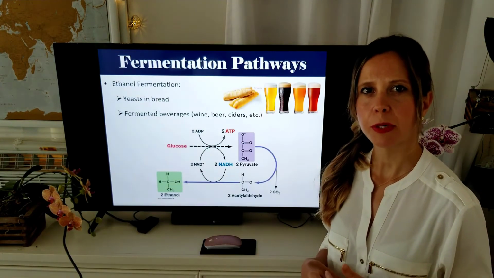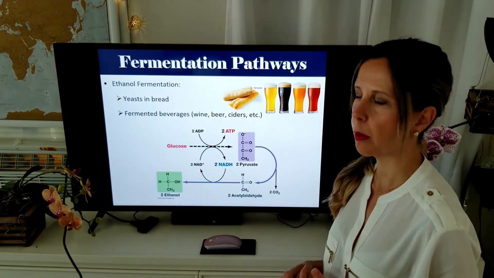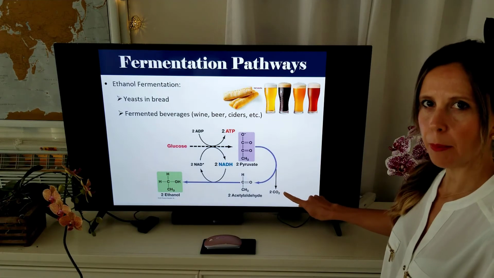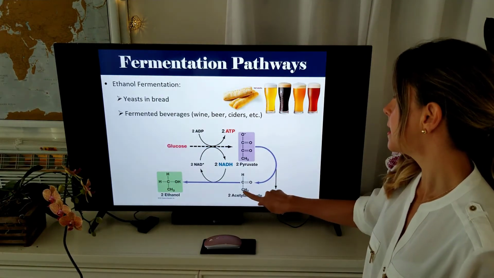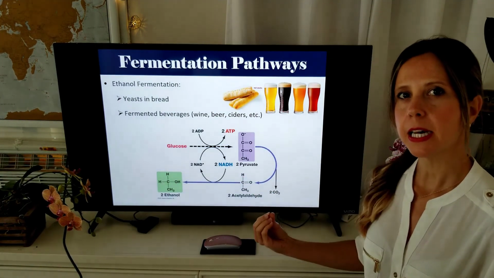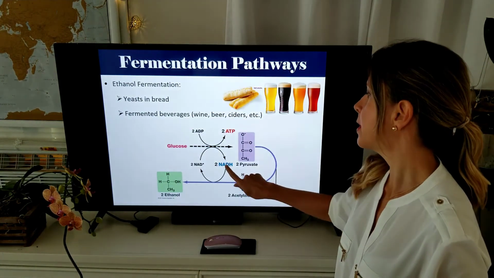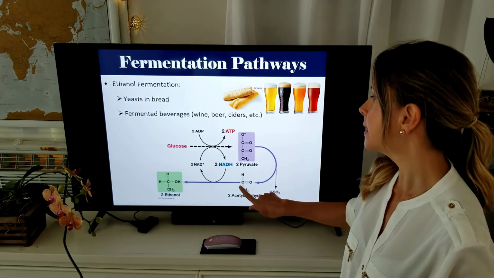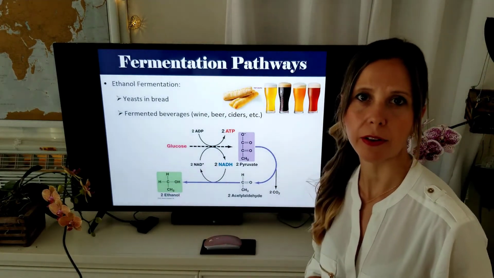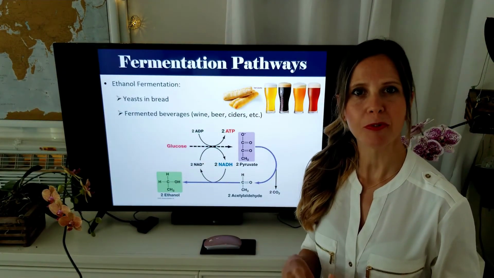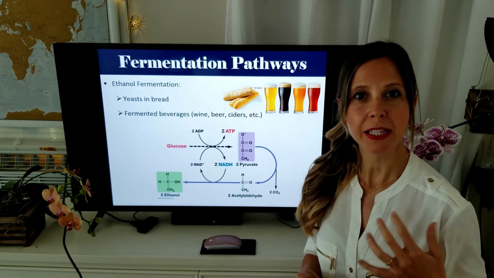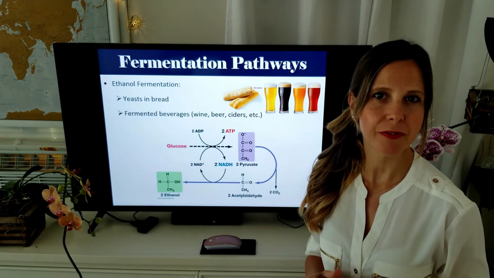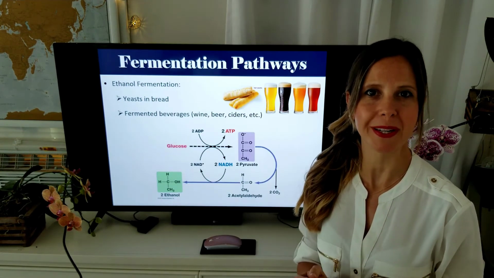During ethanol fermentation, glycolysis will occur as normal, and what will happen to the pyruvate is it will first lose carbon dioxide and form acetaldehyde. That acetaldehyde is now going to accept electrons from NADH to regenerate the NAD+. And when it does that, it forms ethanol. Yeast and some bacteria are able to perform alcoholic fermentation, and so we use these organisms to produce yummy things like bread, as well as fermented beverages such as wine, beer, and cider.